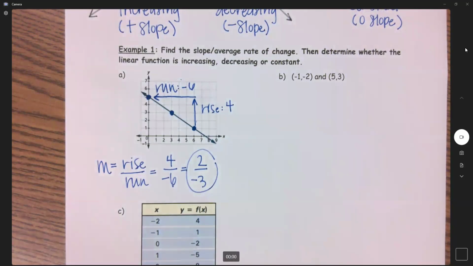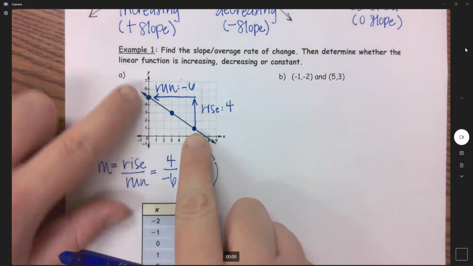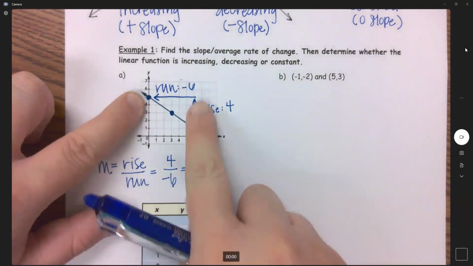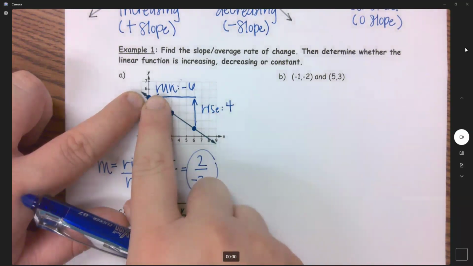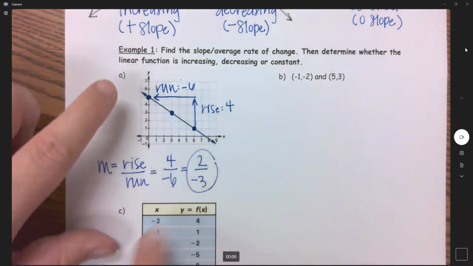Now, I want to make note of several things here before we move on. It does not matter what point you go to and go from. So, for example, we went from the bottom to the top. So I rose 4, which was positive, and I ran to the left, which is -6.